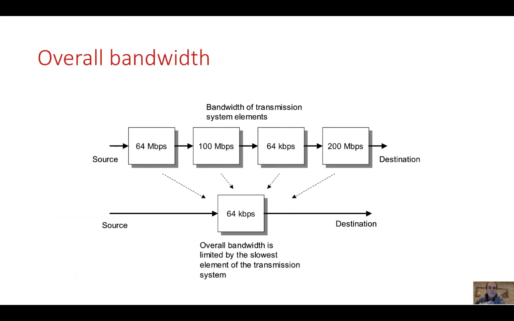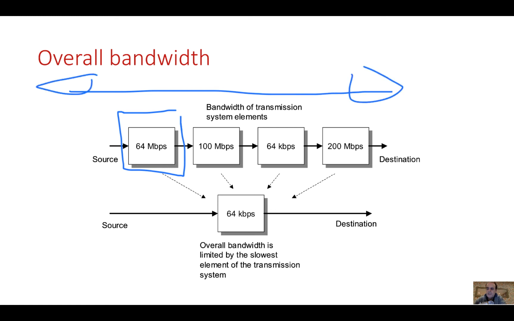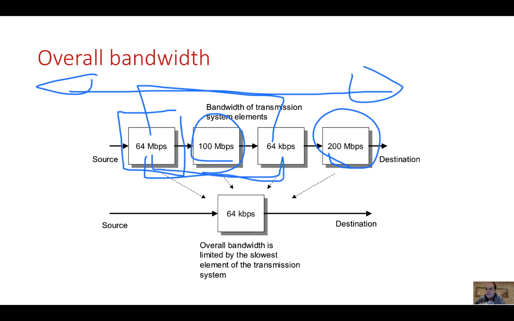And when it comes to overall bandwidth, what we have is that we're limited to the lowest bandwidth of the whole system. So in this case, even though we have 100 megabits per second and 200 here, the two limiting factors are the 64 megabits per second parts, so that the overall bandwidth that we get is only 64 kilobits per second.